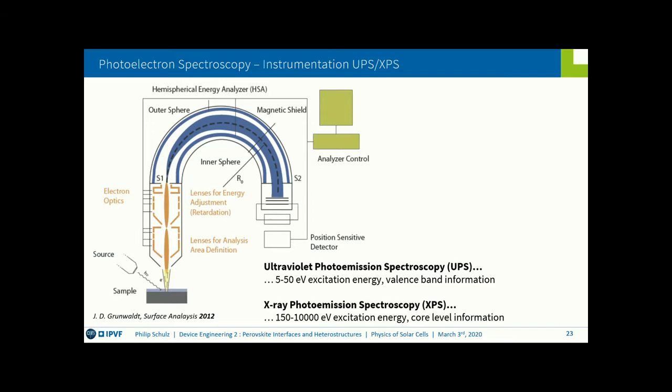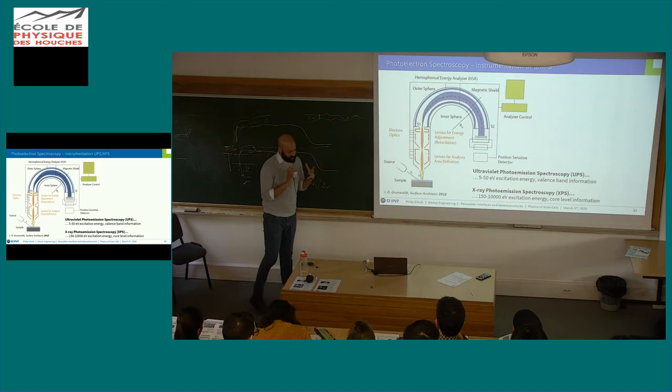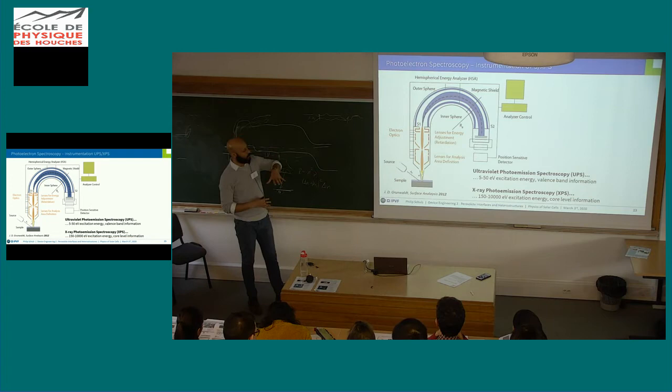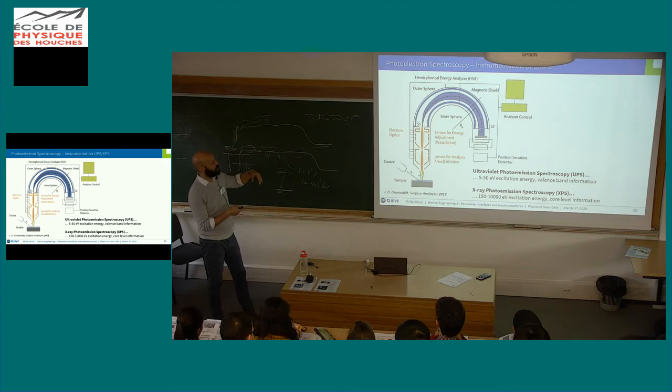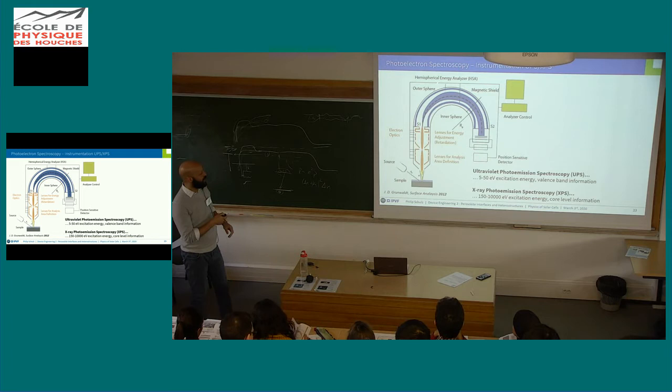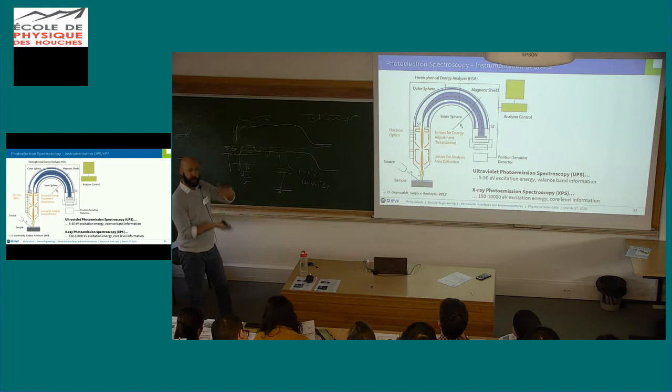Now, let's get even deeper into the instrumentation. This picture is correct. I'm just saying that in the Princeton system, for instance, we don't have a hemispherical energy analyzer, but this is usually how it's done. So this is the analyzer, where the big metal half spheres are really the core piece of the equipment. And you are operating it as a capacitor, so you have those at different potentials, the inner sphere and the outer sphere. So if an electron is emitted through this lens system, then if it's too fast, it will crash into the outer sphere. If it's too slow, it will crash into the inner sphere. And by changing the voltages on the spheres, you can filter your electrons.